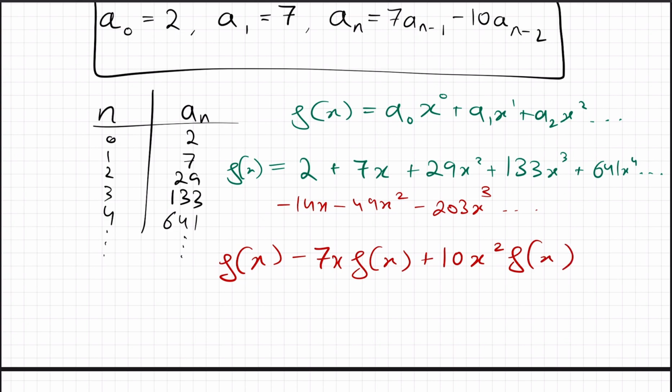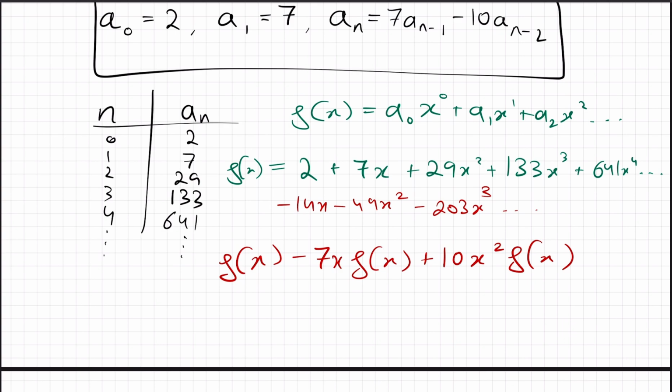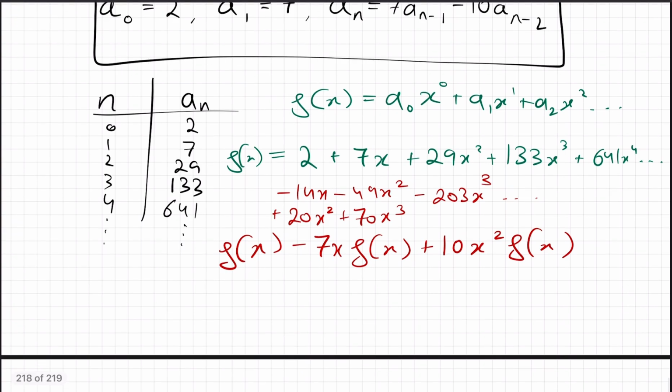This x squared effectively just moves all terms up, so they now affect the term 2 terms after, which means these are all going to cancel out with the original a of n's they create. Hopefully that makes sense, and I'll show you what happens when we add in this plus 10 x squared term. So now this 20 becomes plus 20 x squared. This becomes plus 70 x cubed. 29x squared becomes plus 290x to the 4, and that continues.